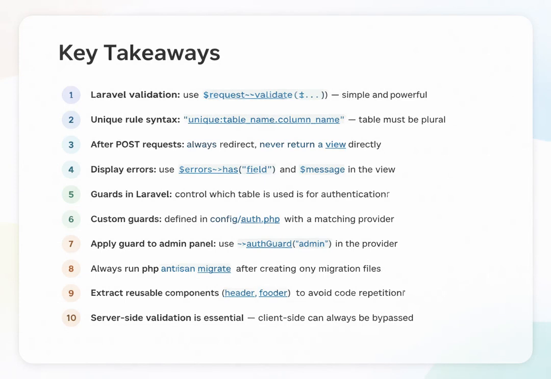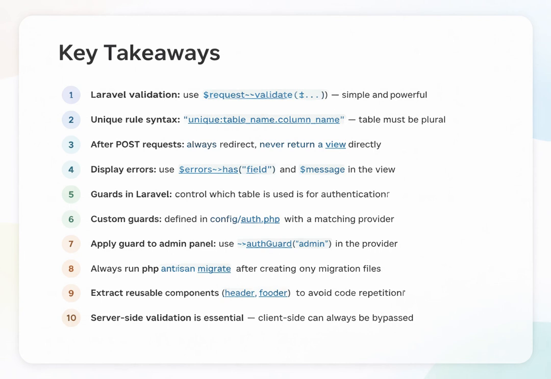Let's close with the key takeaways from everything covered in this session. First, Laravel form validation is simple. Just use request validate with your rules array. Second, the unique rule needs the table name in plural form. Third, after any post request, always redirect, never return a view. Fourth, use the errors variable in your blade views to show validation error messages.